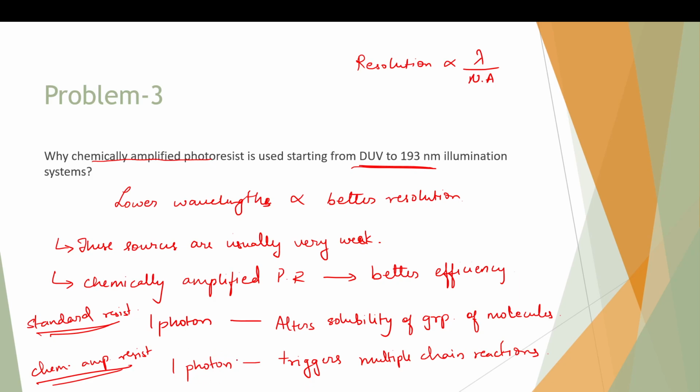A photon might give energy only to a single group of molecules, but then this single group of molecules will catalyze some reactions and make even the neighboring molecules soluble. So for making the same area of photoresist soluble, we require less intensity of incoming light. So fewer photons are needed for exposing similar areas. Because of that, chemically amplified resists usually are more efficient compared to the standard resists, and they are better for such exotic sources like deep UV 190 nanometers or even 13 nanometer soft X-ray sources.